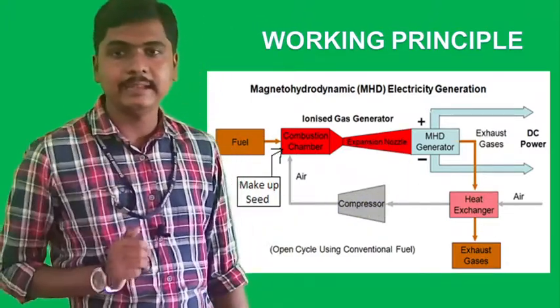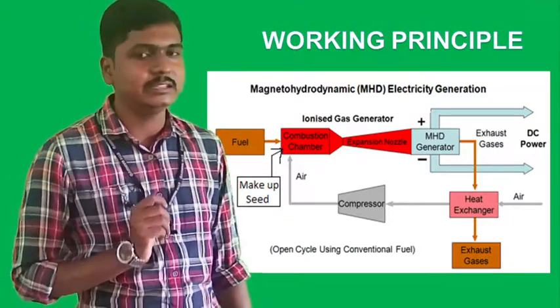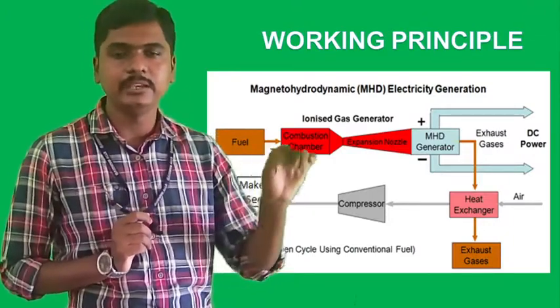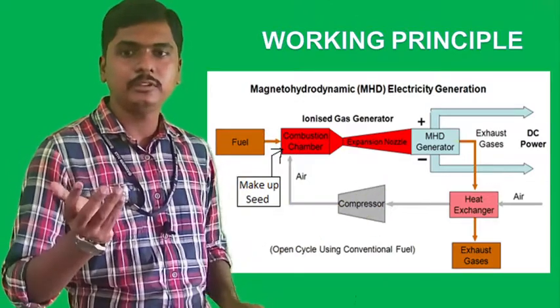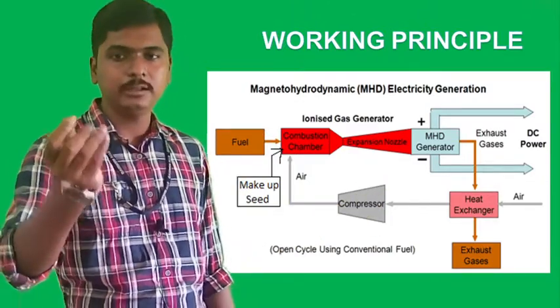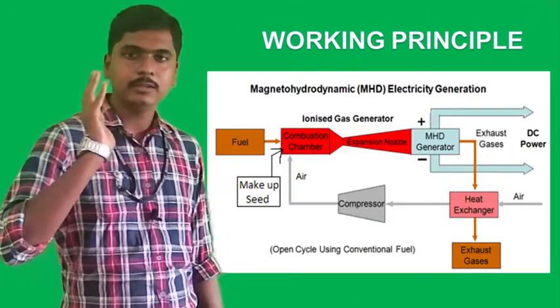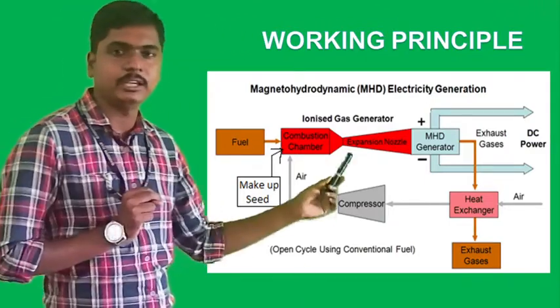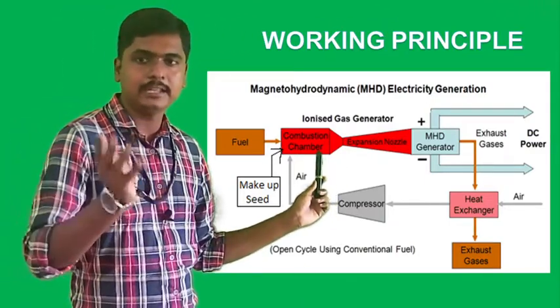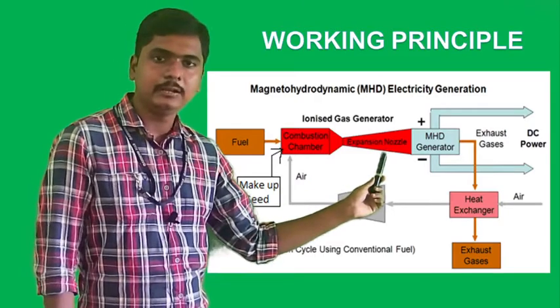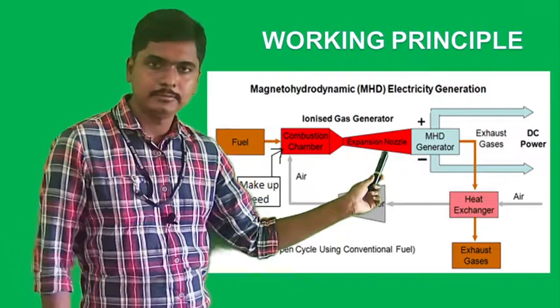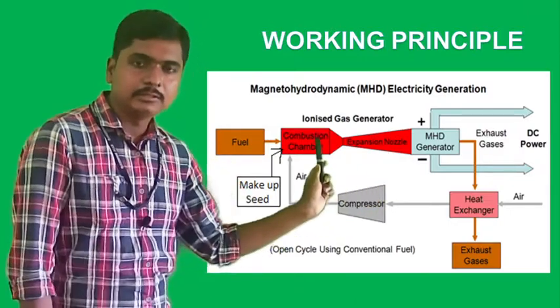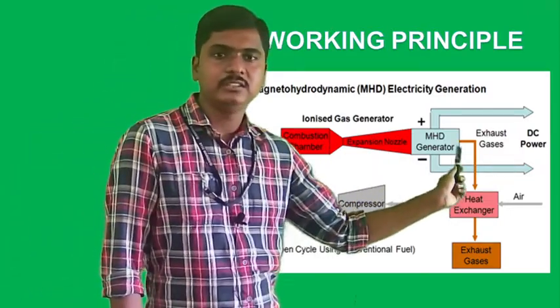And what do you mean by kinetic energy? The formula of kinetic energy is half mv square. If the velocity of the gas increases, then of course the kinetic energy of the gas will increase. Okay, so we got our two things. From here we got the thermal energy of the fuel, and here we are able to increase the kinetic energy of the fuel. Right, now the fuel will enter the MHD generator.